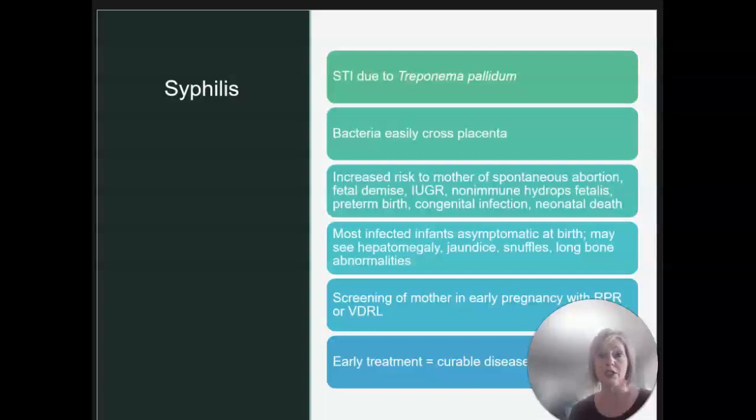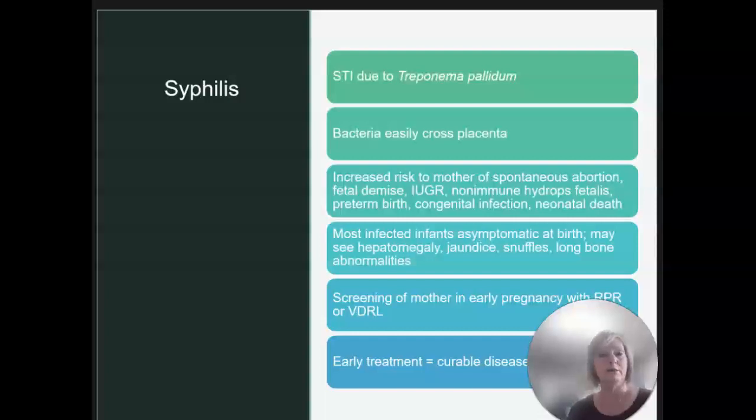Intrauterine growth restriction, fetal hydrops, which basically means that they don't develop a lymphatic system and they're born, usually that's a fatal kind of thing if they get that. Preterm congenital infections, and a lot of times there will be neonatal death. So this is important that we test these moms right up front when they first become pregnant so we know if they have something like this.